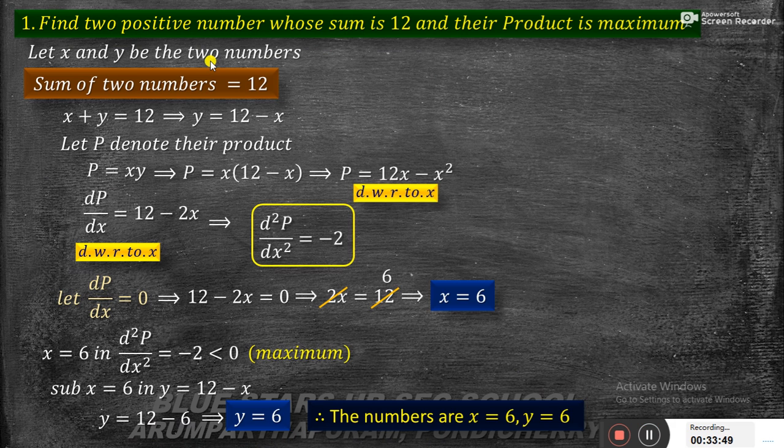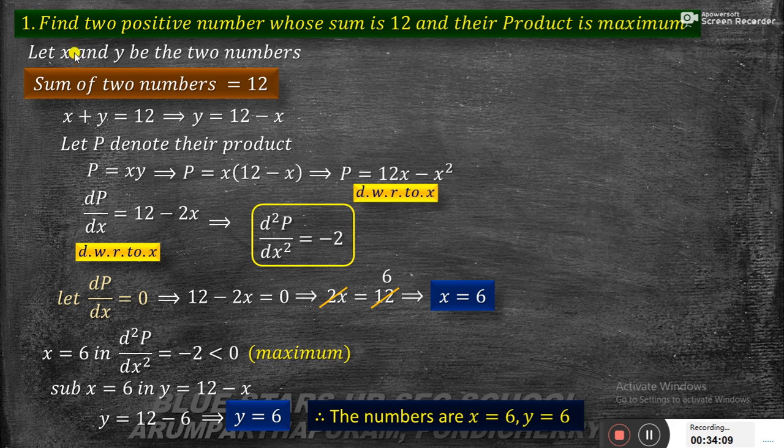Now we discuss exercise 7.8. First question: find two positive numbers whose sum is 12 and their product is maximum. You see, they ask about two positive numbers. We add the two numbers and get the answer 12. So they give that the sum is 12 and their product is maximum.